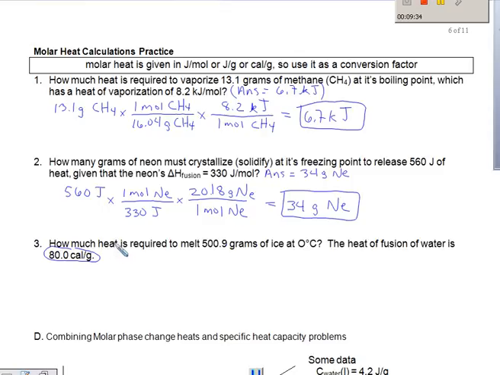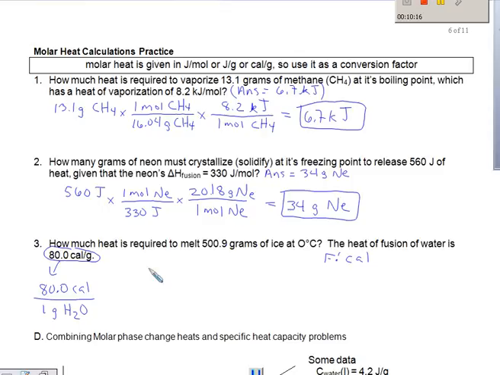So our question here is how much heat? Well, calories is a unit of heat. So when we're talking about heat here, we're going to have our answer in calories. So our find is actually going to be calories. That's the unit of heat that we're going to look for. The conversion factor that they've given you is that you have 80.0 calories per 1 gram of H2O. So pay attention to your units.